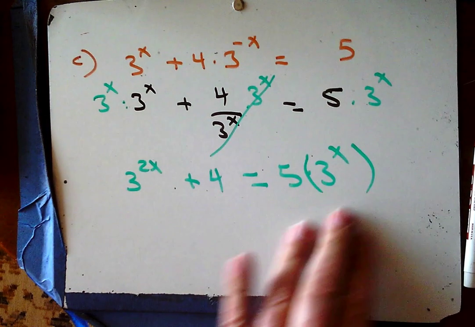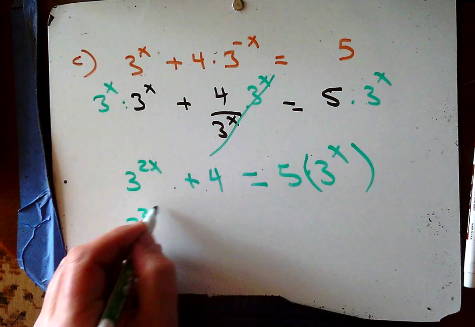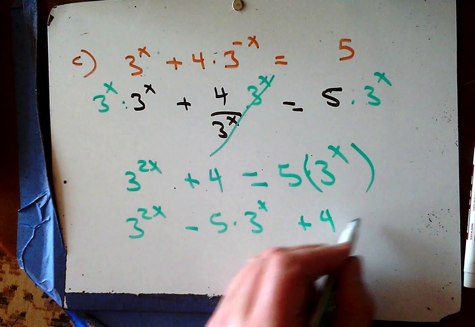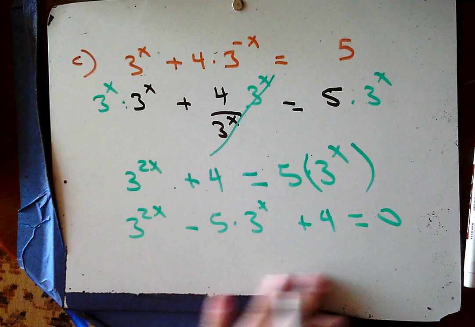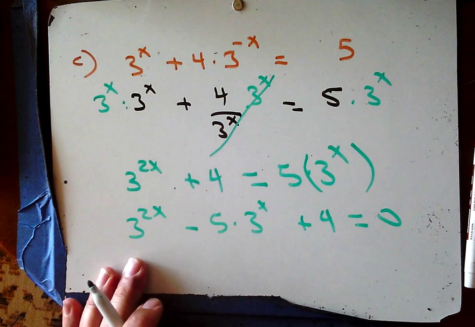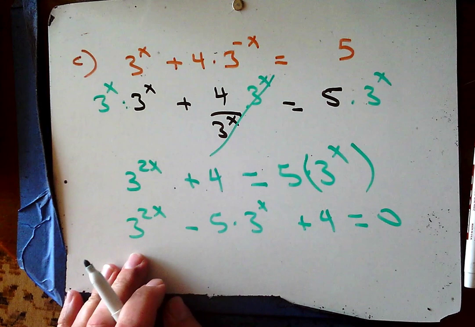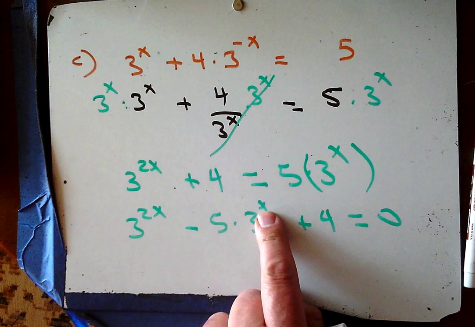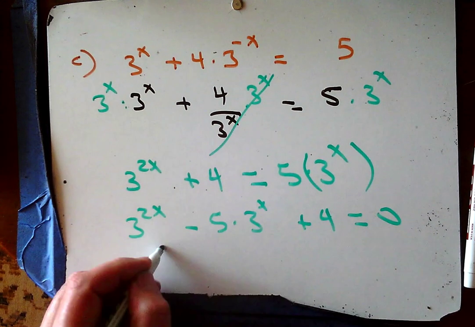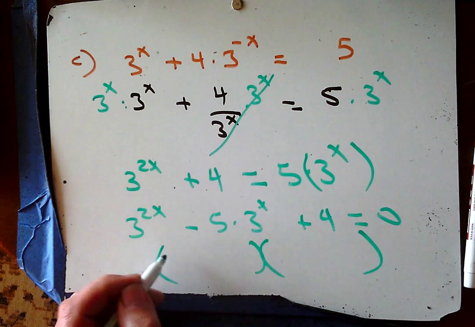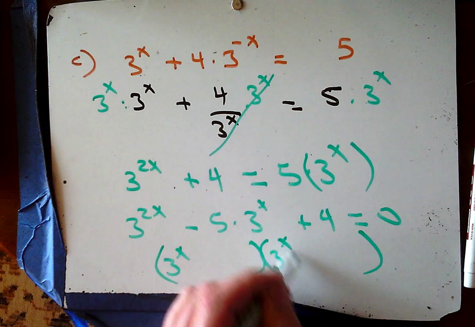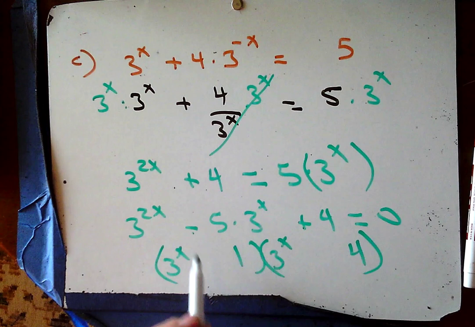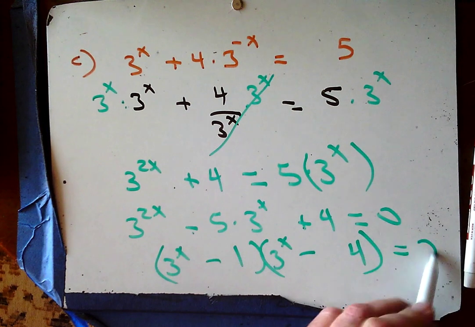And so now I'm going to move everything onto one side. 3 to the 2x minus 5 times 3 to the x plus 4 equals 0. And this is a trinomial. And it's going to factor like all those quadratic trinomials we factored. Look, this power is twice that power, and I have 3 terms. So let's go with factoring. 3 to the x, 3 to the x, 4, 1. Positive and negative means both of these are minuses.